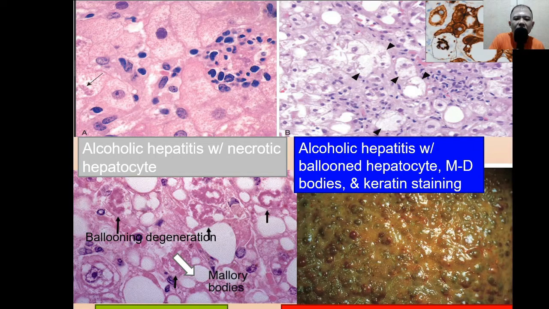So these are the gross histologic manifestations of alcoholic hepatitis. Just take note, you have Mallory-Denk bodies here. These are collapsed cytoplasmic, cytoskeletal structures that are caused by alcohol. So alcoholic cirrhosis, the majority is micronodular.